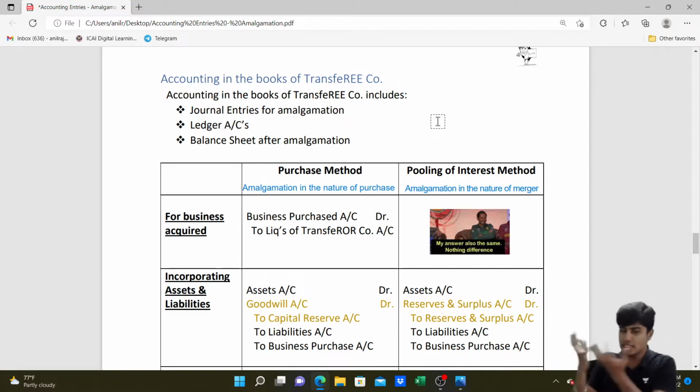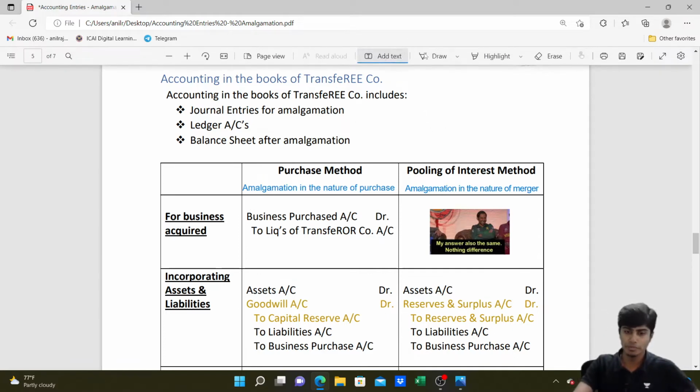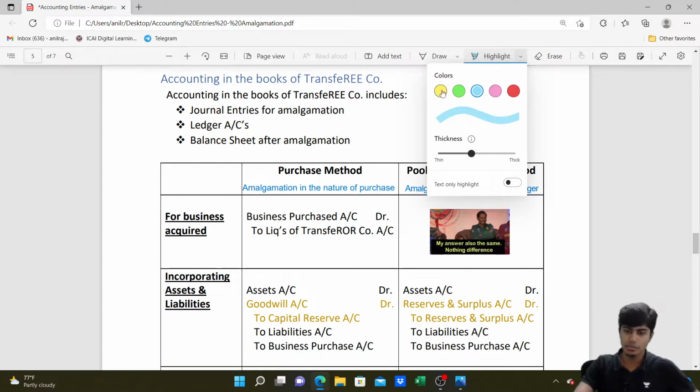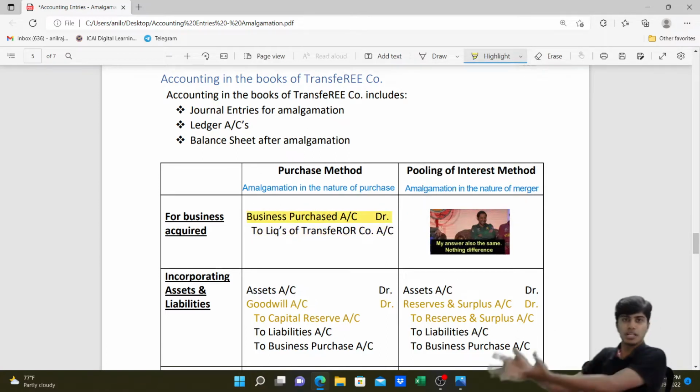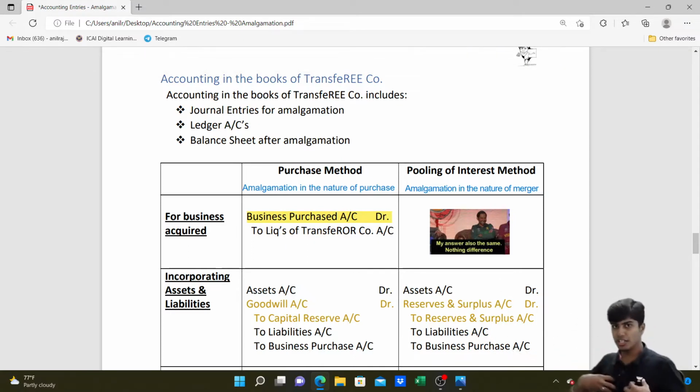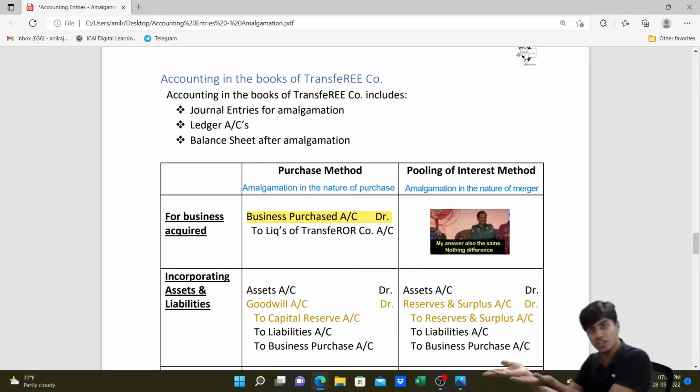Such box is received by transferee. So transferee will write business purchase account debit. For purchasing this business from transferor, transferee should pay purchase consideration. To whom? Transferor. Transferee should pay purchase consideration to transferor.